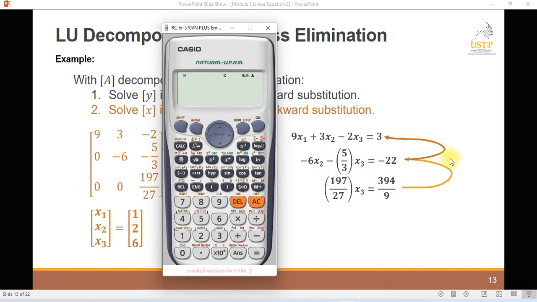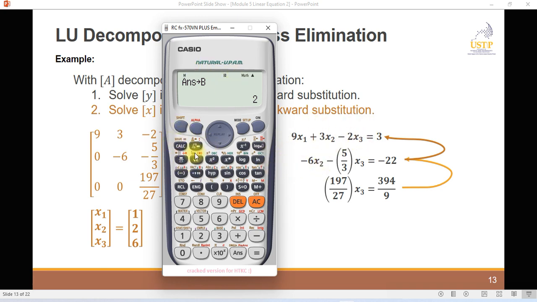And then at the second row we will now solve for x2. So what will happen is we'll just input in the calculator -6 times our unknown x, then minus 5 over 3 multiplied by alpha c, which is our x3, then equals -22. Then shift solve, our c is 6, then solve for x. Okay, so we'll just put 0 here. So our answer is 2. So we'll just store it to b, because that is x2.